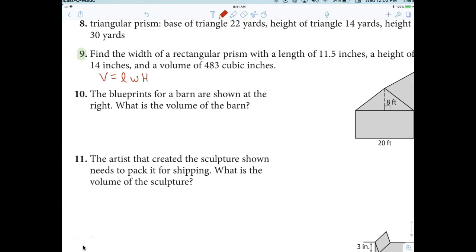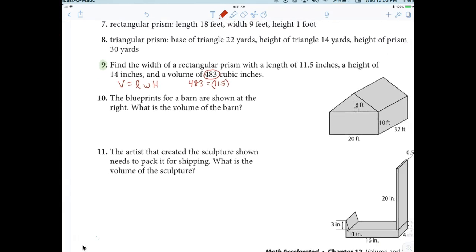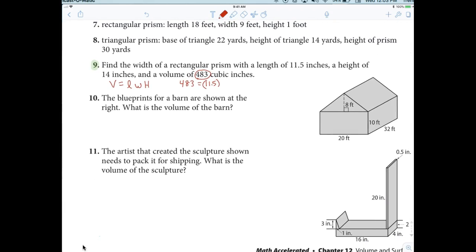Now in this case, it tells me that the volume is 483. So the next thing you do is you write 483 is equal to the length. What is the length? 11.5. So we put down 11.5. And the width is how much? We don't know. So you have to put a W down. And what's the height? 14.